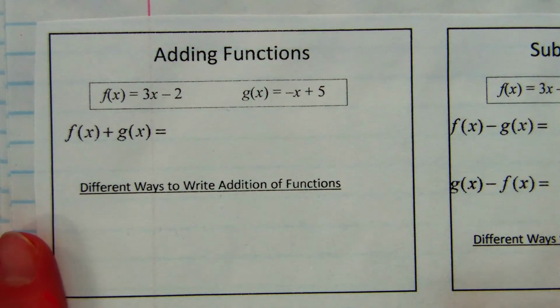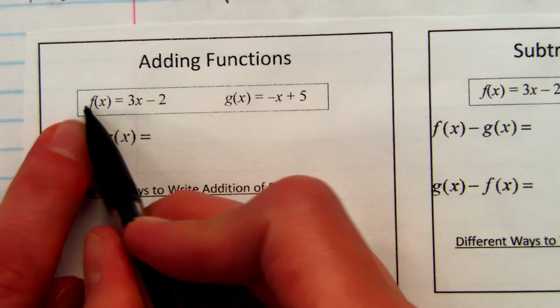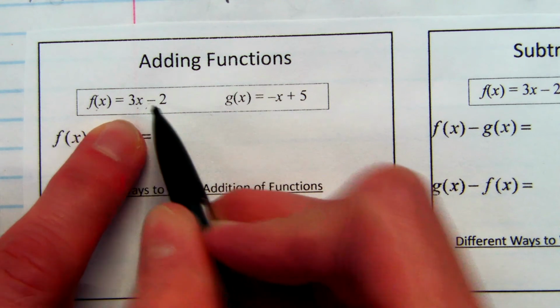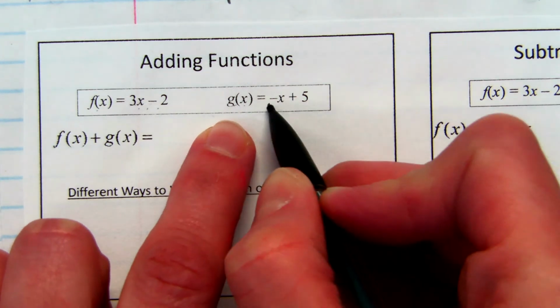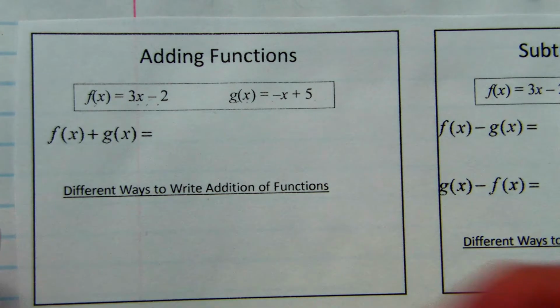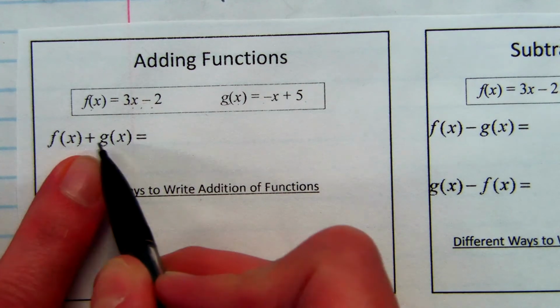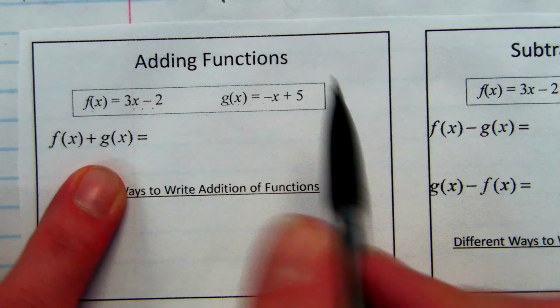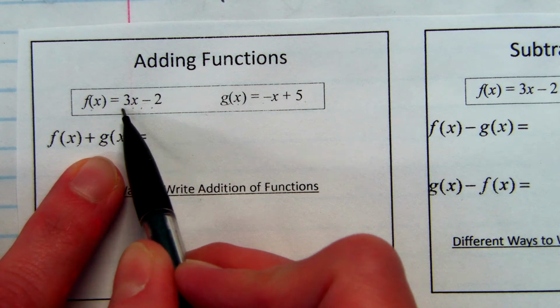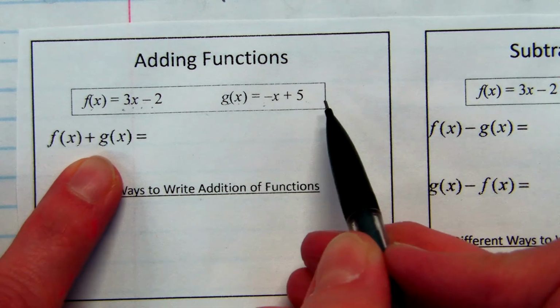Okay, adding functions. So I have function f over here is 3x minus 2. Function g over here is negative x plus 5. One way that they can show us to add functions is to say take f of x and add g of x, which means I'm just adding 3x minus 2 to negative x plus 5.